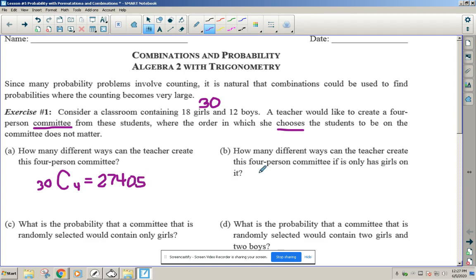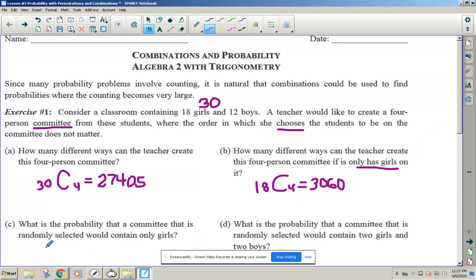So if we break it down, now we want the 4-person committee to only be girls. Well, now we only look at our girls. So from the 18 girls in the class, if we choose 4, we get a much smaller number. We get 3,060. So there's 3,060 ways that I can choose 4 girls if I'm only considering the girls.